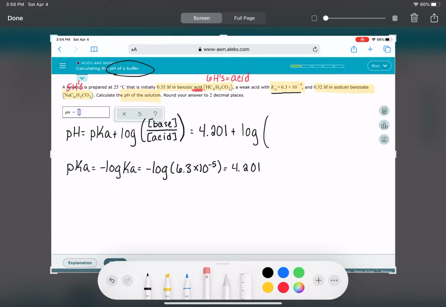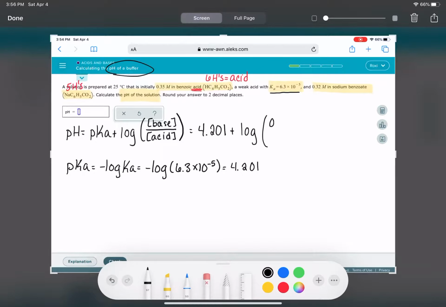The concentration of our base, now that we know which is which, is 0.32. The concentration of our acid is 0.35, and we are ready to solve this. 0.32 divided by 0.35. Take the log and then add that to 4.201. No, I don't know what I did there. 4.162. To 2 decimal places, that is going to be 4.16.